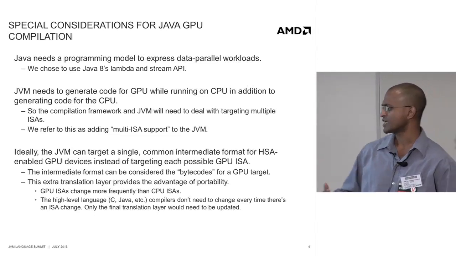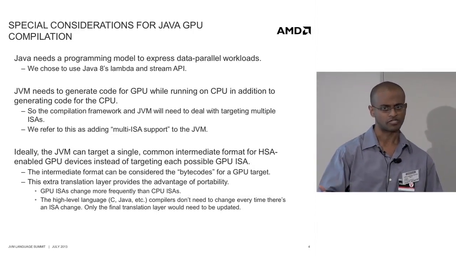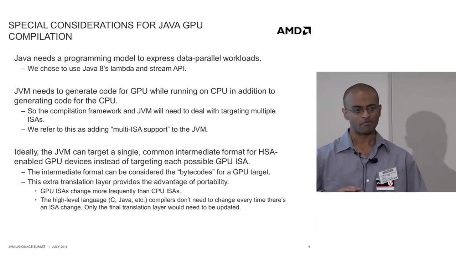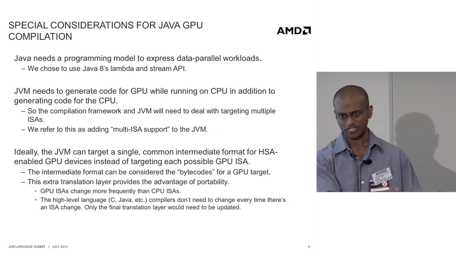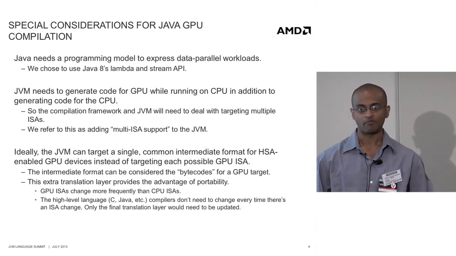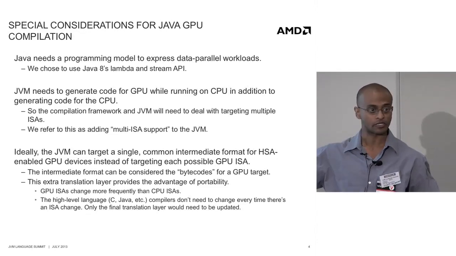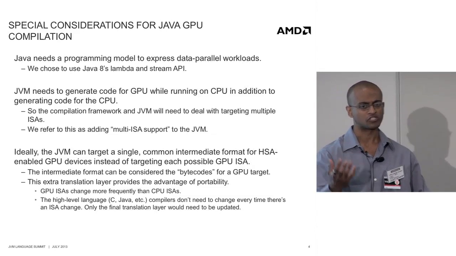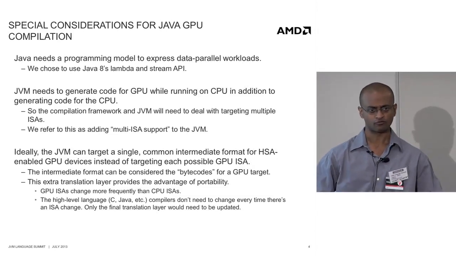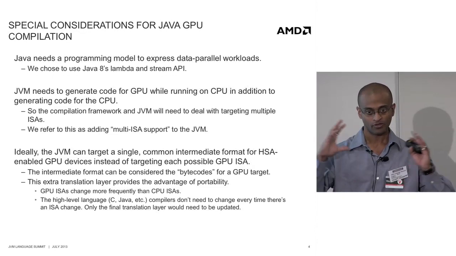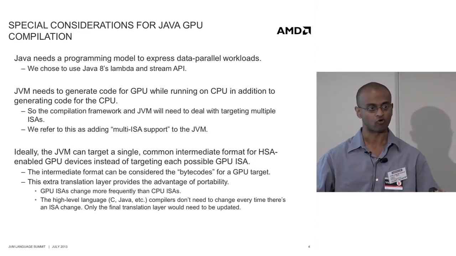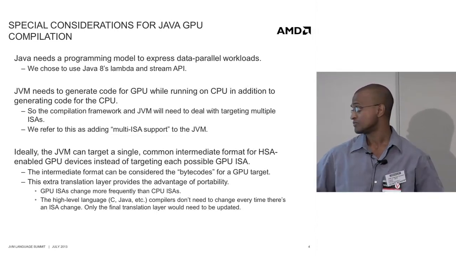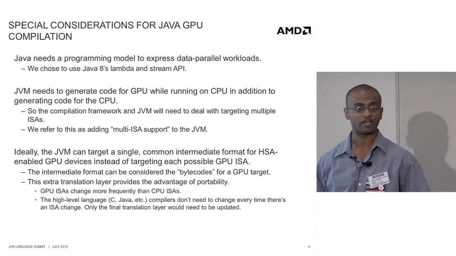And then finally, ideally, it would be good for HSA-enabled devices if the JVM, instead of emitting the actual target ISA for each individual GPU device, emits a common intermediate format. And we call this HSAIL, actually. You can think of this kind of like the bytecodes for a GPU target, in that the HSAIL format is a common intermediate format, which gets translated by the HSA runtime system into the actual GPU ISA, which runs on the GPU. And this has the advantage of portability.